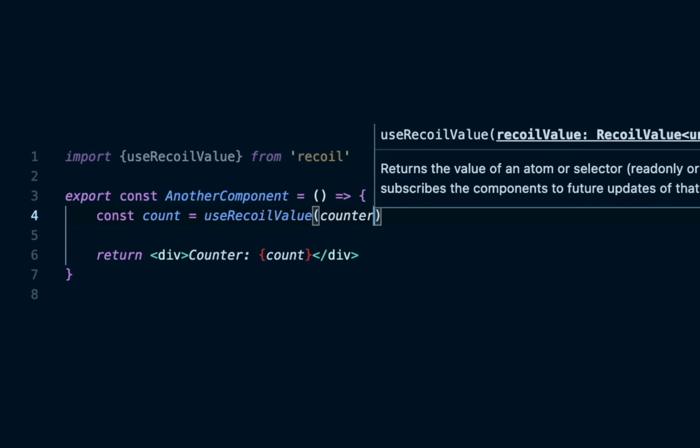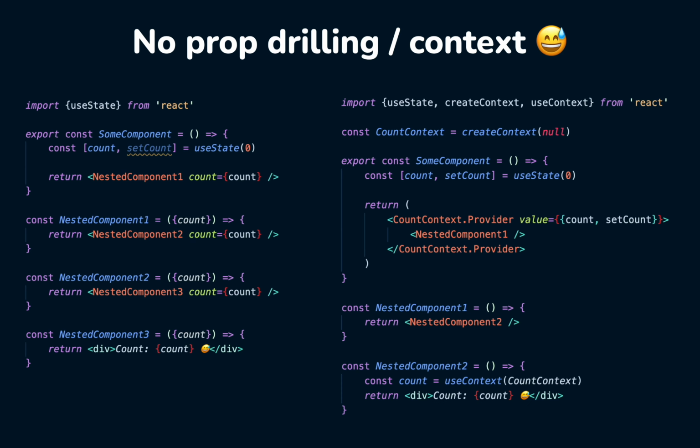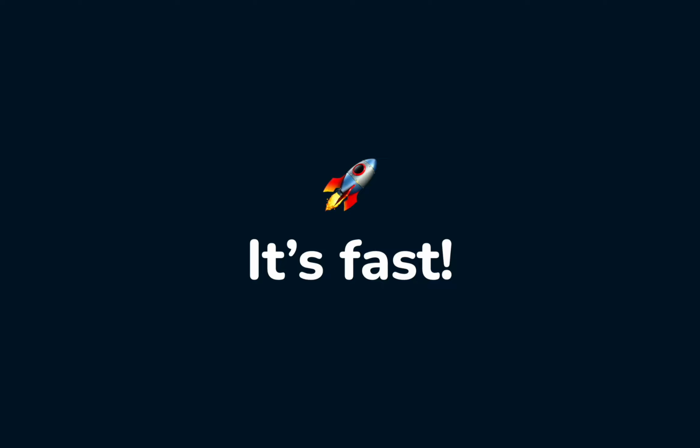Now, this API is great for a few reasons. Firstly, it's incredibly simple, and secondly, you don't need to prop drill or set up context providers. And finally, only the components that use the atom will be updated. And optimizing renders to make your app fast is where Recoil really shines.